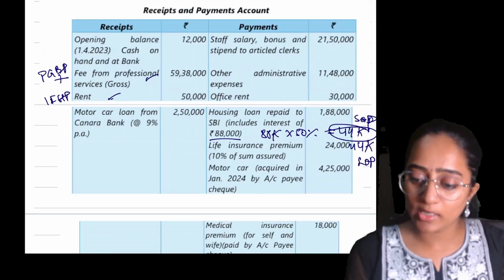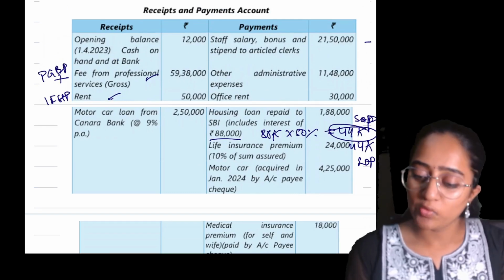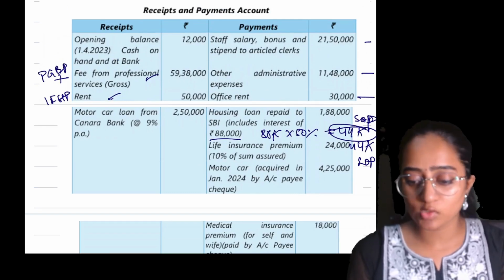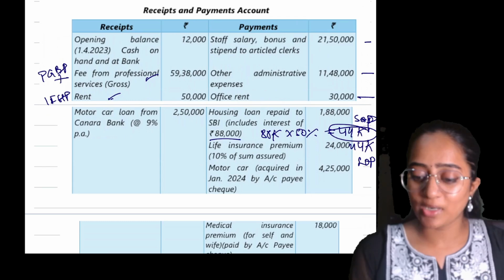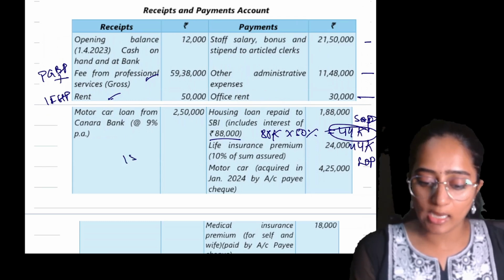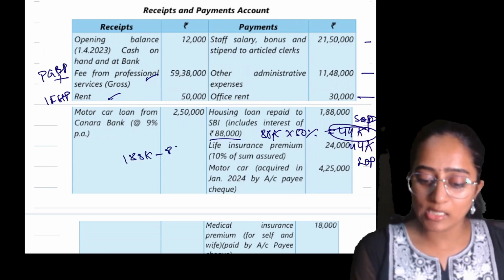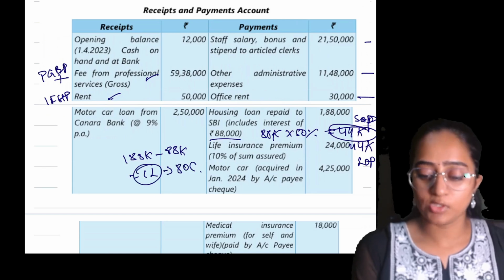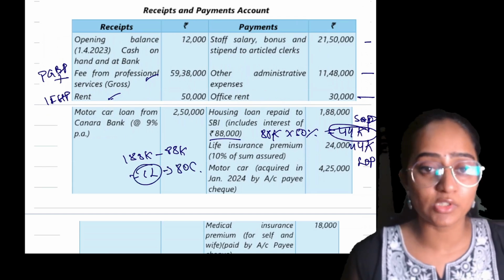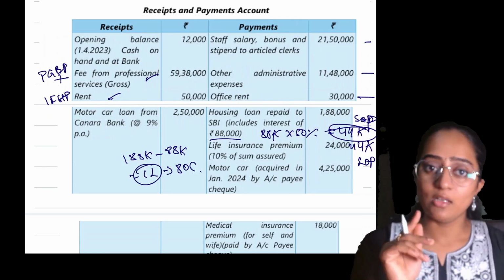Is this staff paid allowed? Yes. You will do the minus of this, and the minus of this also. This will come under SOP under 44. 1,88,000 minus this 88,000, you will get 1 lakh. This is allowed as ATC deduction. Housing loan repaid, repayment of housing loan, is covered under ATC.